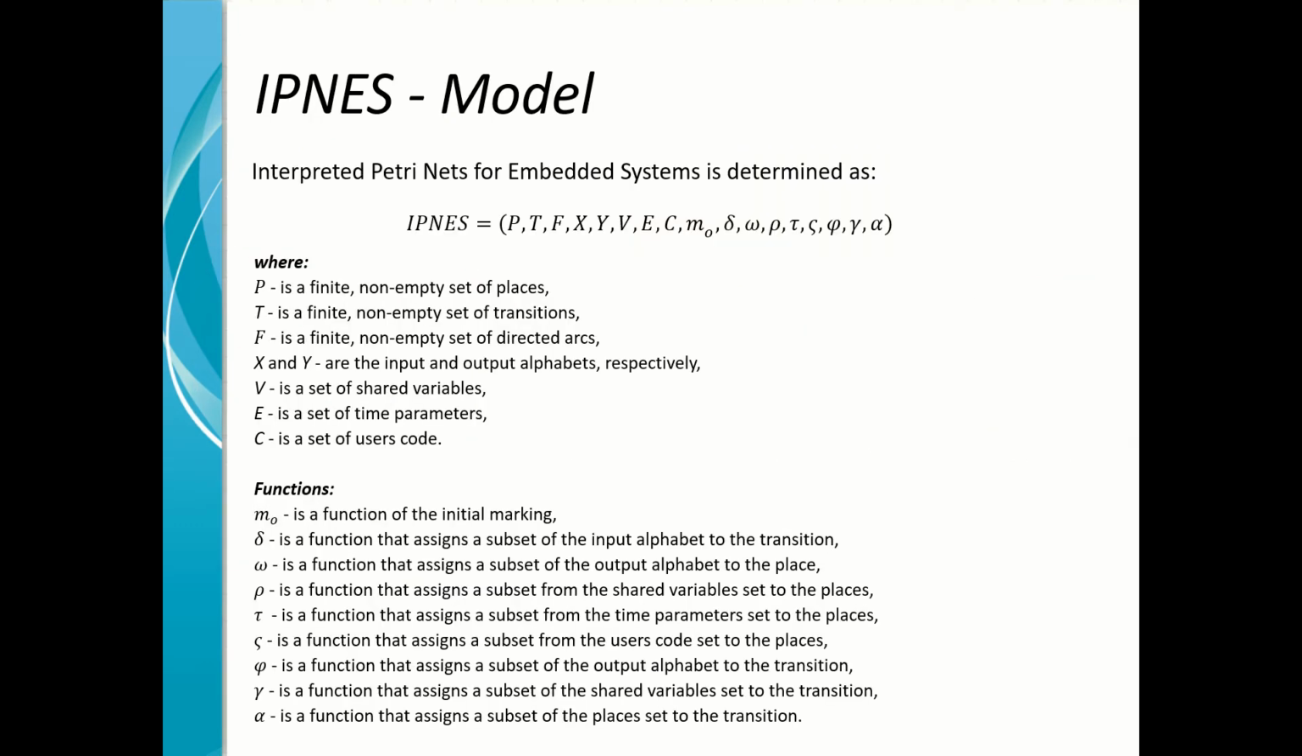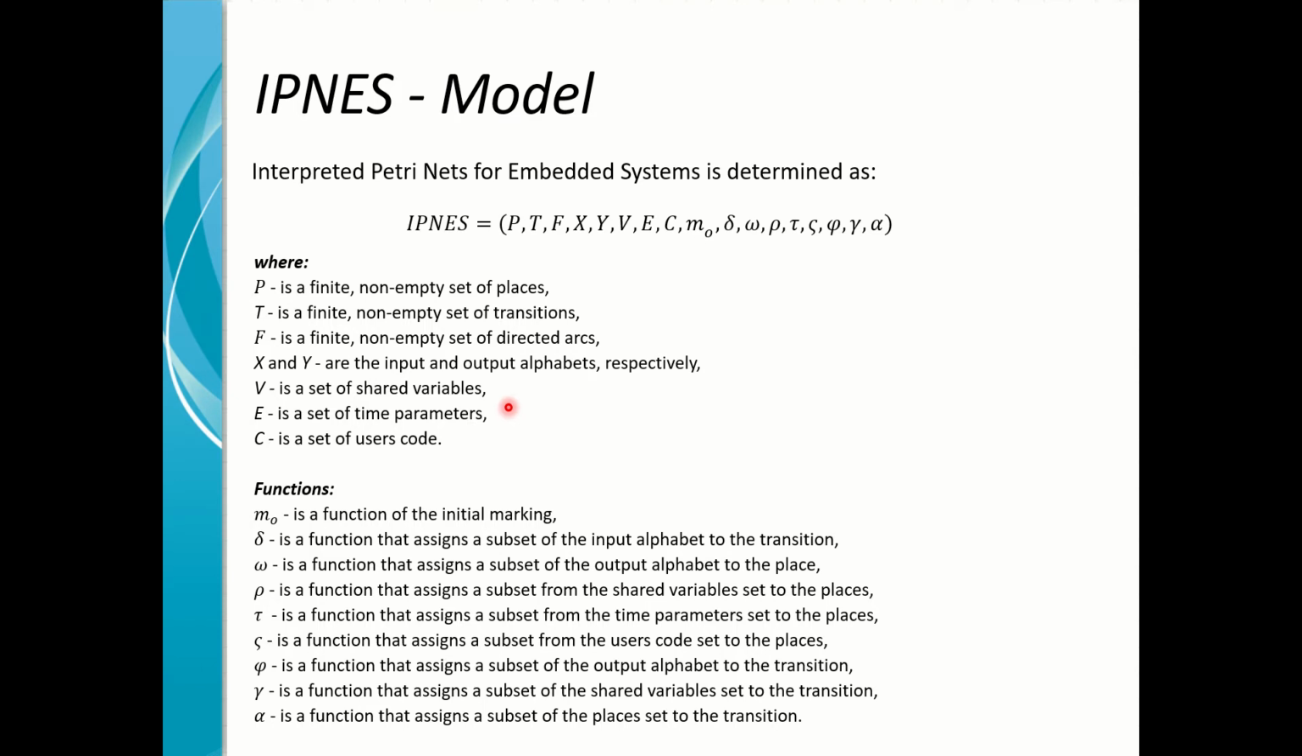We propose a new model called Interpreted Petri Net for Embedded Systems, IPNES, for describing the behavior of any embedded system. This model allows describing both a single-node system and a fully distributed system that requires process synchronization and data exchange. This model contains a number of different elements that are necessary for the operation of any embedded system, such as places, transitions, the directed arcs which connect places and transitions, inputs and outputs, shared variables, time parameters, and the user's code.